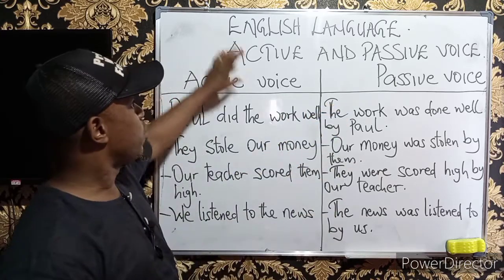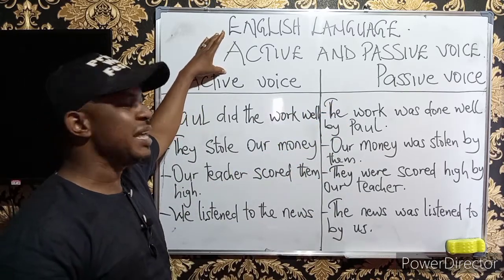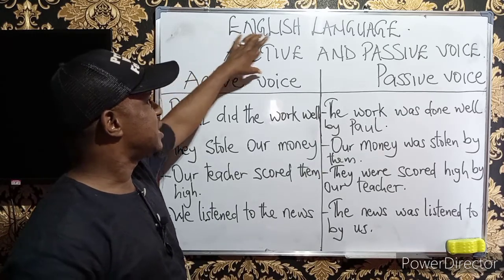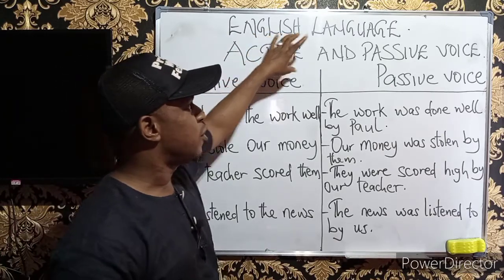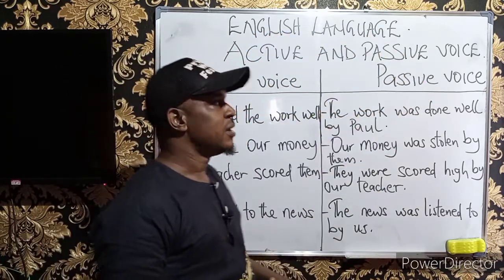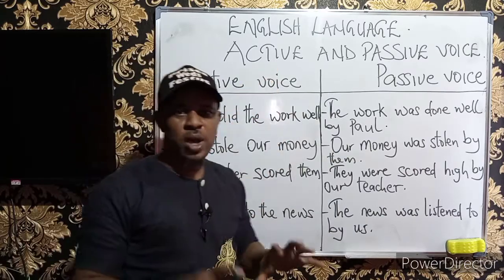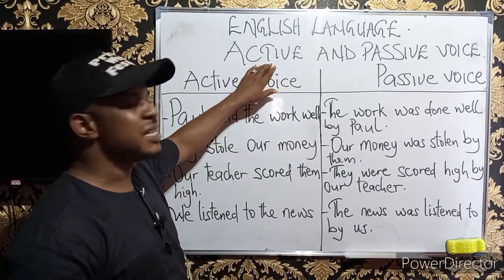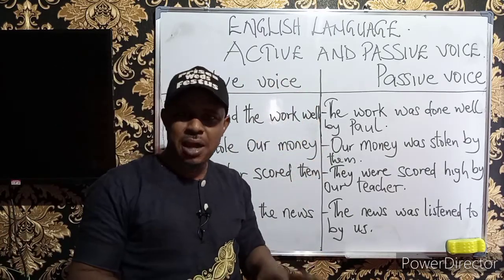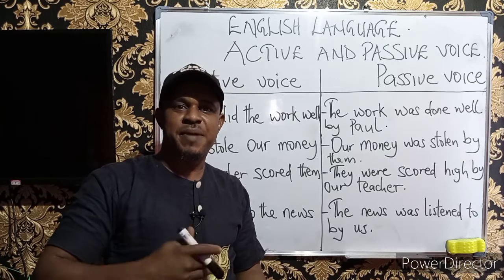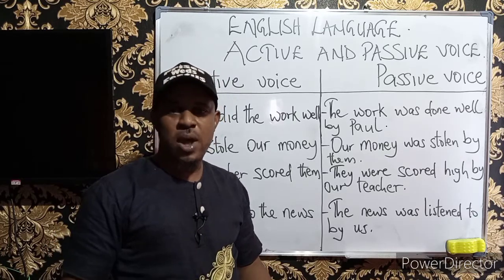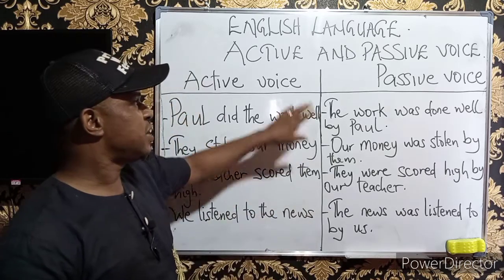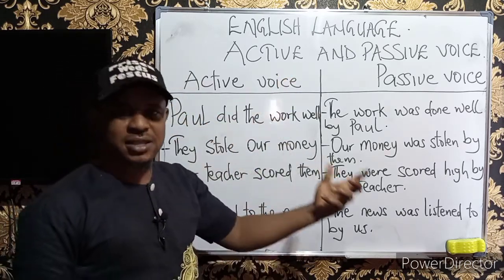Now, when we talk about active voice in sentences, we should understand that a sentence can be in active or passive voice. For the active voice, when do we say that a sentence is in active voice? A sentence is in active voice when the subject of the sentence is performing an action. That is, when it is the doer of an action in a sentence. We therefore say that the sentence is in active voice.